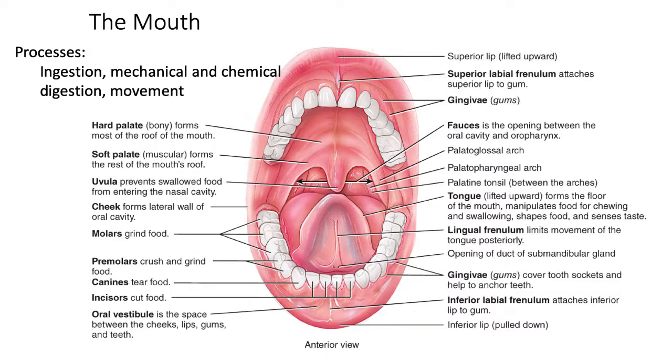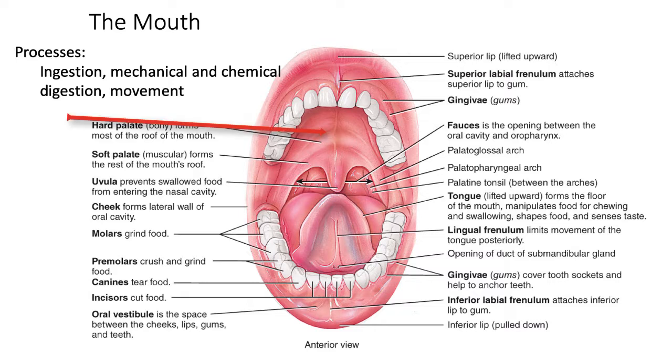The start of the digestive system is the mouth. The processes that happen in the mouth are ingestion, mechanical and chemical digestion, and movement. The teeth help with mechanical digestion, tearing food into smaller pieces. The tongue helps with movement, pushing the food and saliva to the back of the throat.